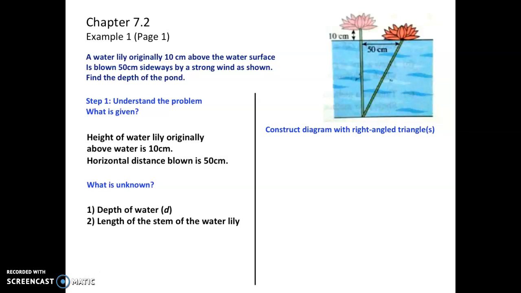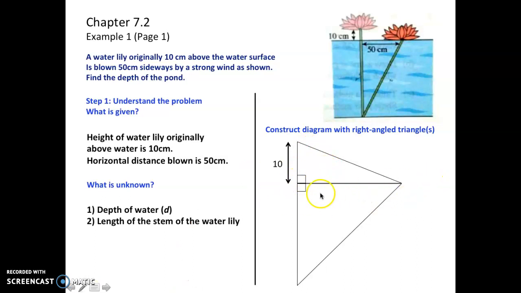Next, we'll need to construct a diagram using right-angled triangles because we are trying to apply our Pythagoras' theorem here. So, I'm going to draw a diagram like this. So this line here represents the water surface. So it is 10 cm above the water surface at first. And when it's blown to the right, it traveled by 50 cm. Our unknown is the depth of the water. So we'll denote it by D.